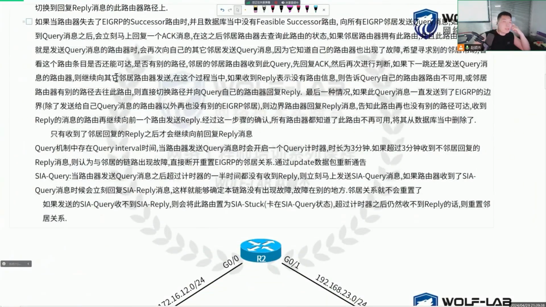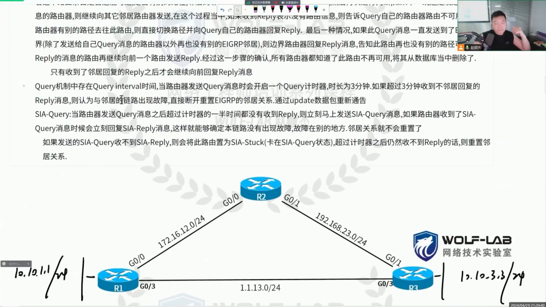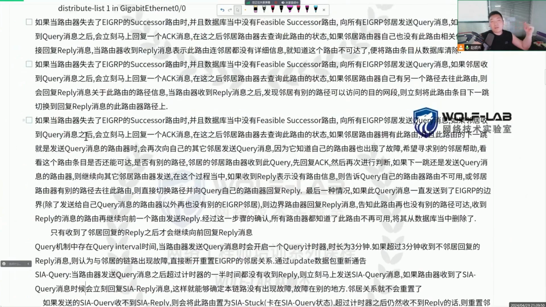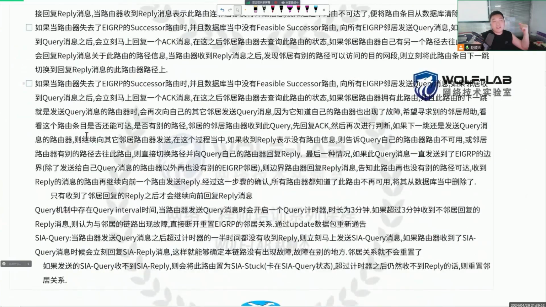Any questions, students? About EIGRP's query mechanism. Of course, all will be updated in the notes. You can see it in the notes. Then next, what's the time? It's 39. So, students, that's all for today.